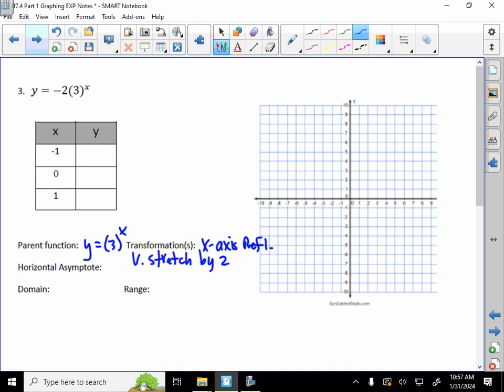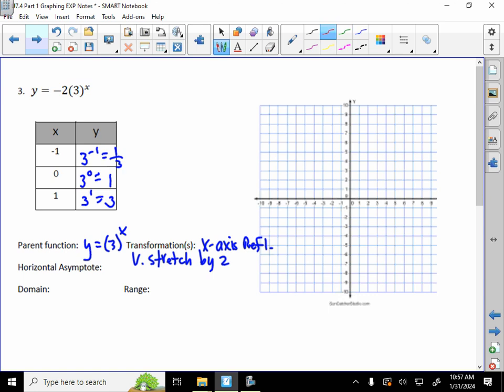All right, so when we do our xy table, it's based off the parent function y equals 3 to the x, and then we can apply the transformations. You can do really as many points as you want, but do at least 3. And so we always want to at least use negative 1, 0, 1 for x. Right? So plugging negative 1 into y equals 3 to the x, that's going to be 1/3. 3 to the 0 is 1, and 3 to the first is 3.